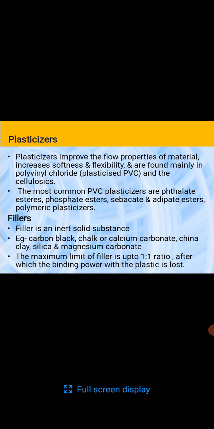Fillers: a filler is an inert solid substance, for example carbon black, chalk or calcium carbonate, china clay, silica and magnesium carbonate. The maximum limit of filler is up to a 1:1 ratio, after which its binding power with the plastic is lost.